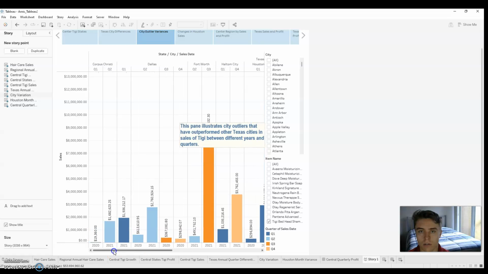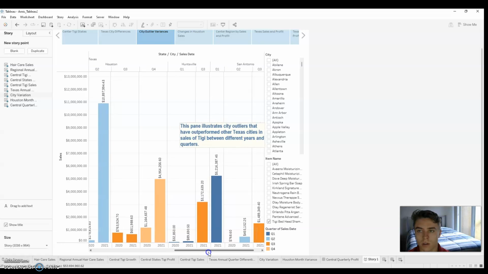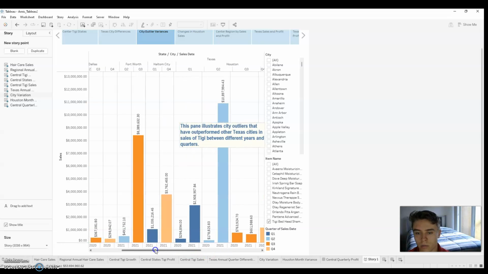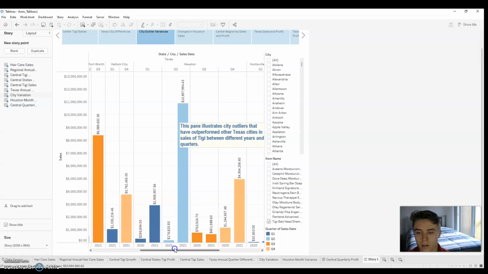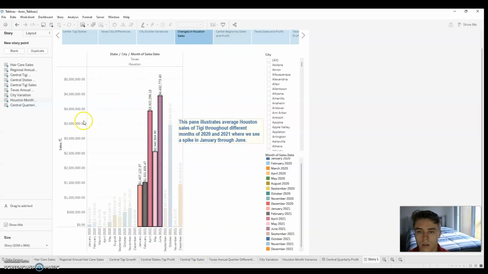These cities consist of Corpus Christi, Dallas, Fort Worth, Haltom City, Houston, Huntsville, and San Antonio in relation to various quarters and years. This is where we can visually see a dramatic increase in sales in Q2 for Houston. This is breaking down the data just a little bit further, where we can see this data in a monthly manner and see that at just December of $16,000, there's a dramatic increase in sales.